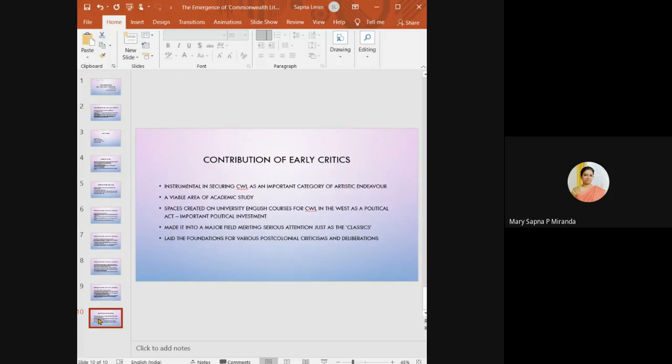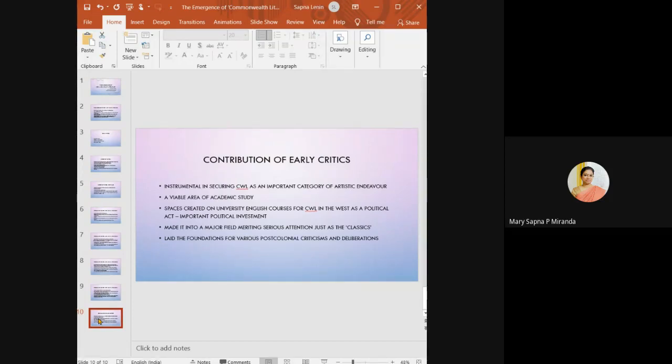Now, before we write them off, before we dismiss the literary critics of the earlier part, that is, all these earlier literary critics who were talking about Commonwealth literature, we also need to thank them, because it is because of some of their activities that we have this field called post-colonial studies today. So we need to be grateful for that. So in what way did they contribute? Just because they were able to create this new identity, Commonwealth literature, they were the ones who were instrumental in establishing this as an important category of artistic endeavor.